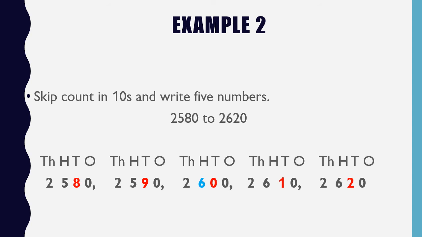Let's see another example. Here you are required to change the hundreds also. We start with 2,580. The next number is 2,590. Only tens are changed. But in the next number, changing of tens causes hundreds column to change as well. So the next numbers are 2,600, 2,610, 2,620.